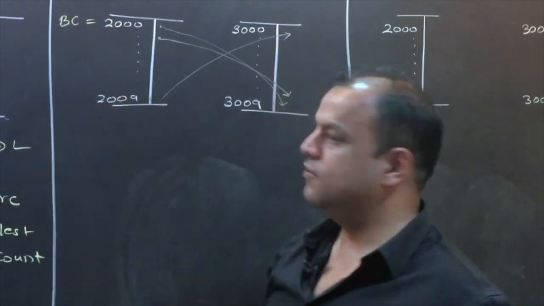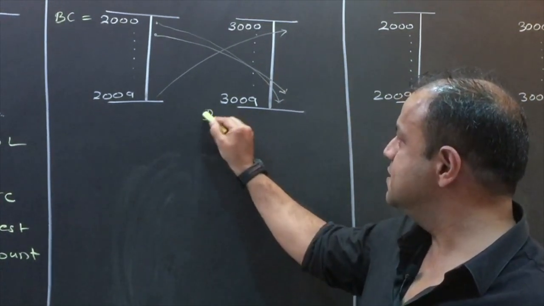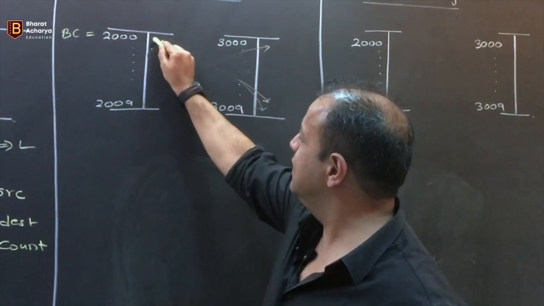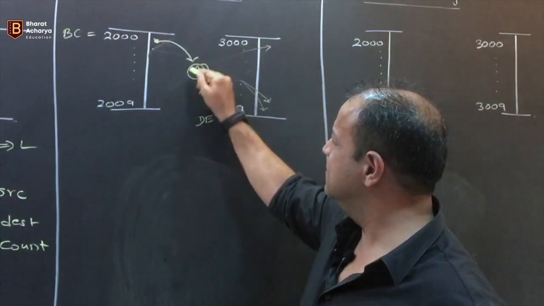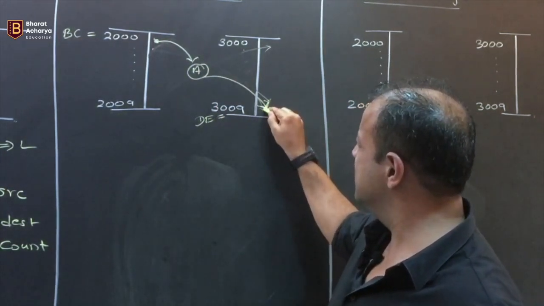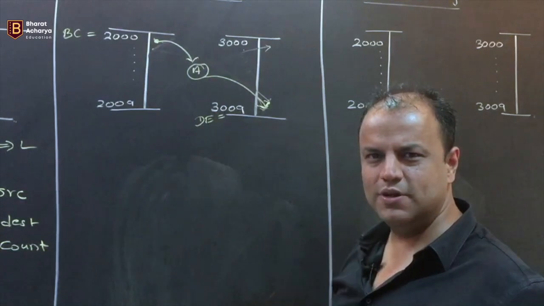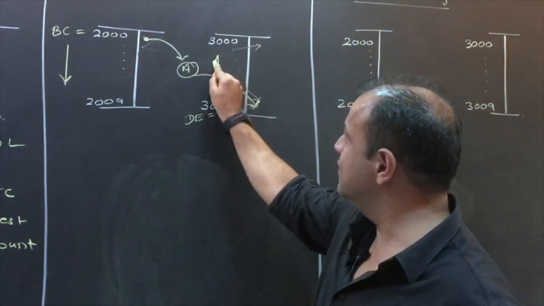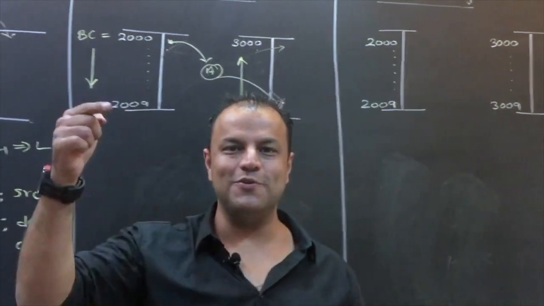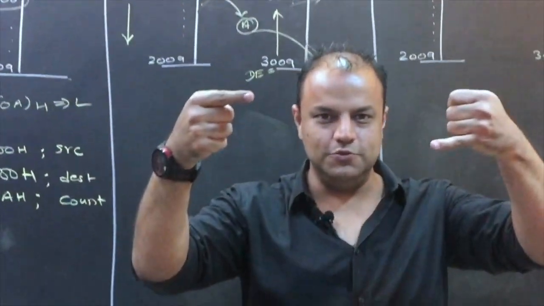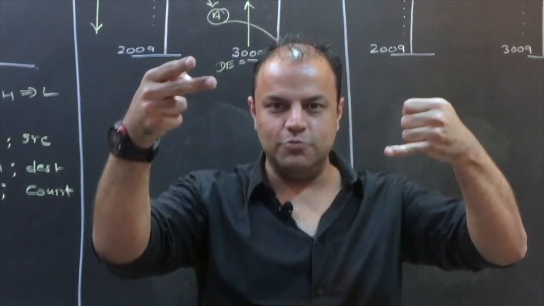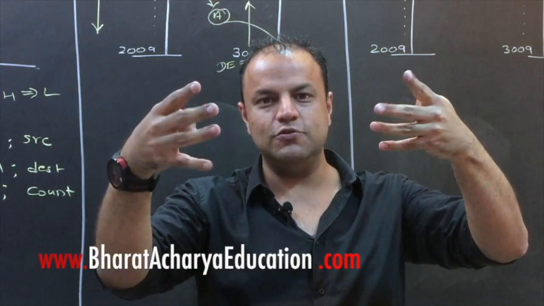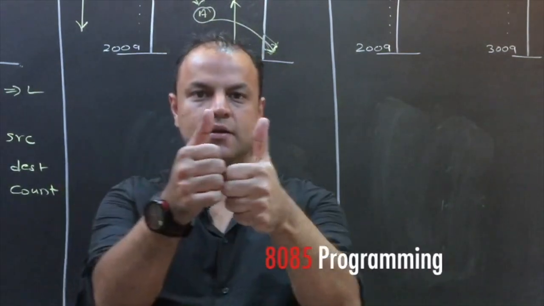Initialize the BC pair with the value 2000, initialize the DE pair with the value 3009, take the data pointed by the BC pair into A, store it at the location pointed by the DE pair. So your first byte has gone to the last location. Increment the BC pair, decrement the DE pair. Did you understand this? You will transfer from 2000 to 3009. Increment this, so you will transfer from 2001, decrement this, so from 2001 to 3008, 2002 to 3007, and so on and so forth. So your block will be transferred in an inverted manner. Please tell me, did you understand this?